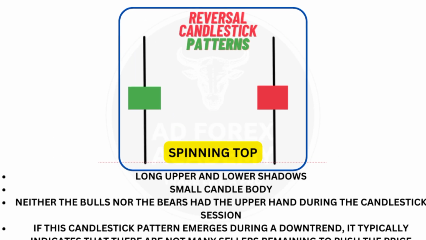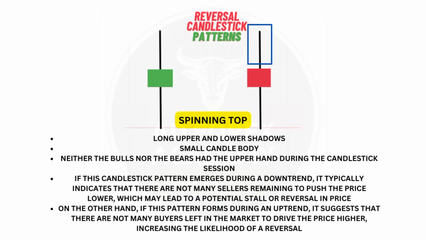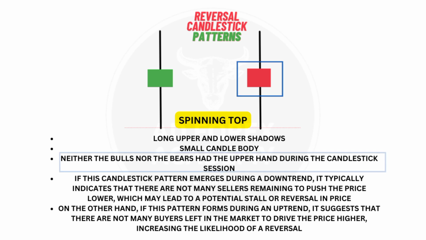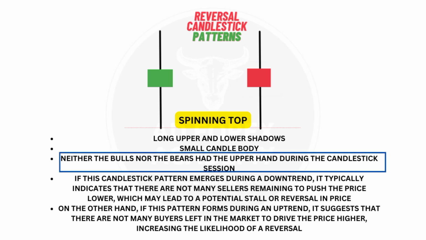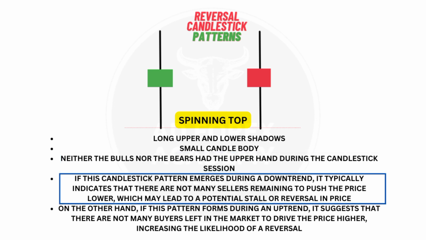A spinning top typically boasts long upper and lower wicks with a small body in between. It is essential to grasp that when we spot these candlesticks, neither the buyers nor the sellers had a firm grip during the trading session. If a spinning top emerged during a downtrend, it often suggests that there are relatively few sellers left in the market to keep driving the price lower, opening the door for potential price stalling or even a reversal.